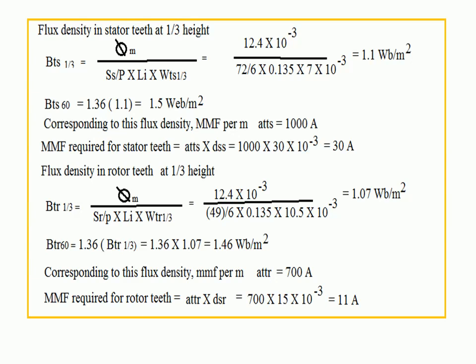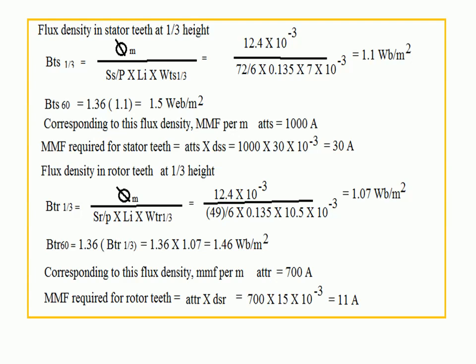Then you convert this value into BTS60, the flux density of stator teeth at 60 degrees from the interpolar axis. Hence you multiply by 1.36. Corresponding to this flux density, the MMF per meter from the table is 1000 AT. Hence the total MMF required for stator teeth is MMF per meter times depth of stator slot. Again, depth of stator slot is 30 mm, you convert into meters.